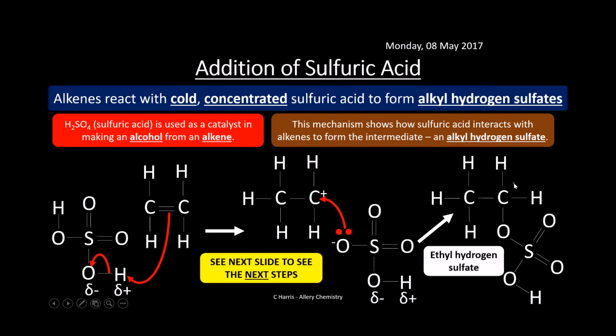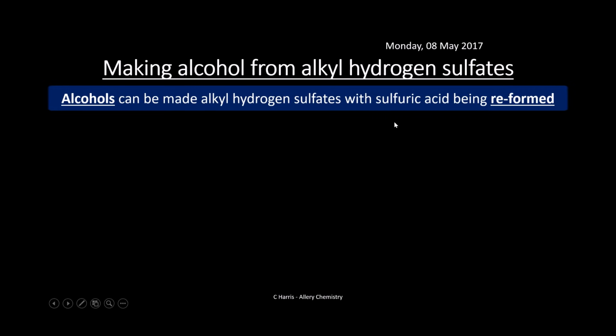This one is ethyl hydrogen sulfate because we've got 2 carbons, and there's the hydrogen sulfate bit, which is this bit at the bottom. Obviously this is just our intermediate. This is not an alcohol. So we're going to see how we can take this intermediate and take it further to form your alcohol. So let's have a look.